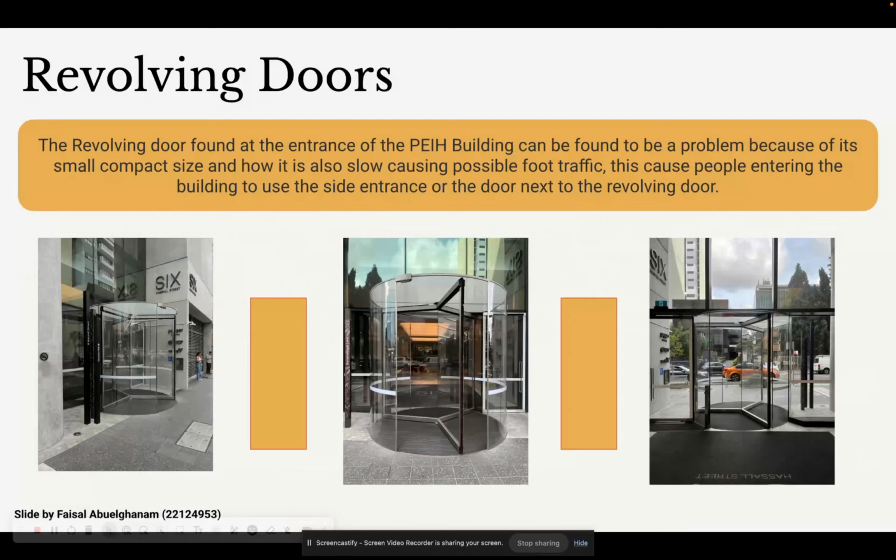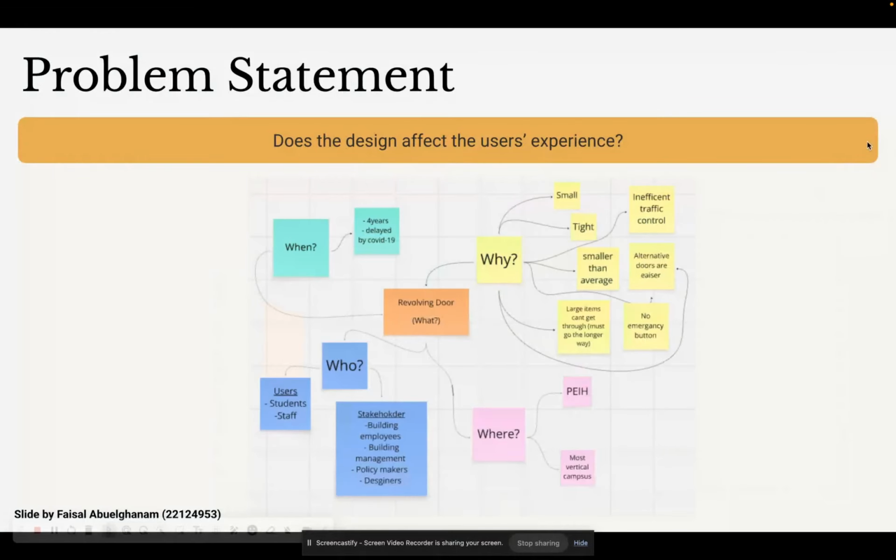The revolving doors found at the entrance of the PEIH building can be found near the Hassall Street entrance of the campus, and the images show how big and underutilized the space around it is. The problem statement question is, does the design affect the user's experience? Yes, it does, because large items can't get through. It's usually smaller than at other professional institutes as well, and the alternative accessibility doors are much easier to use.